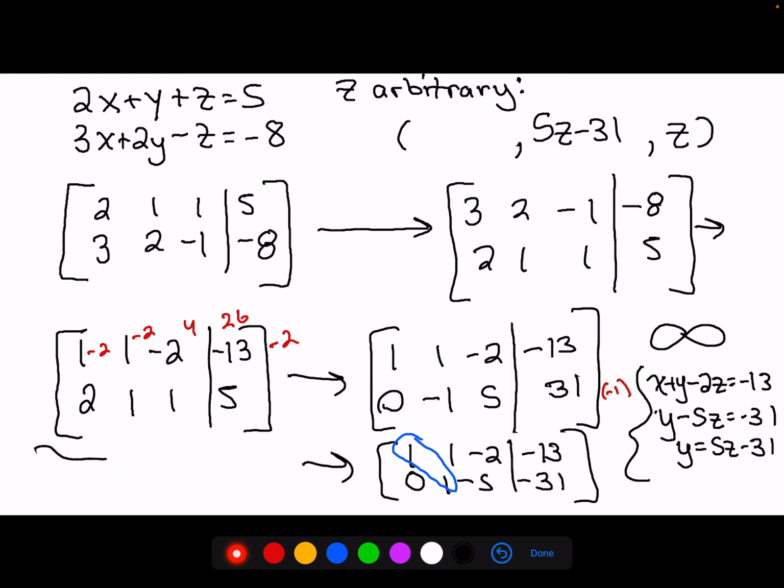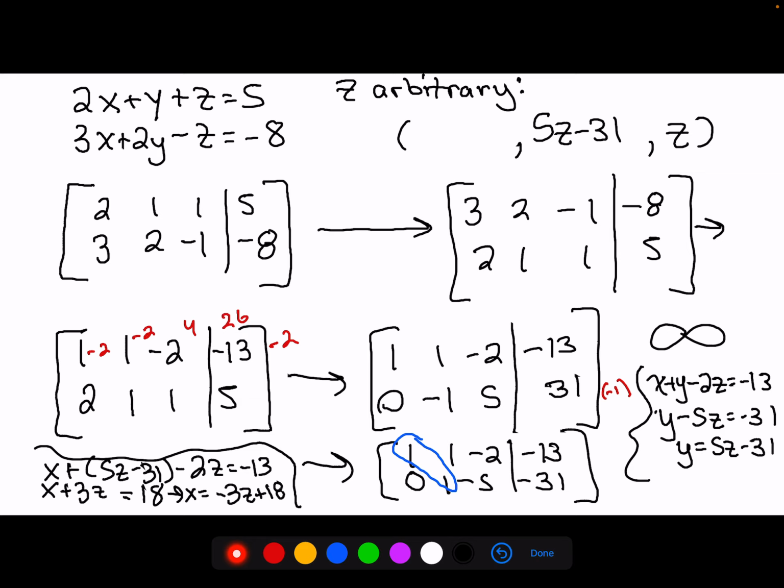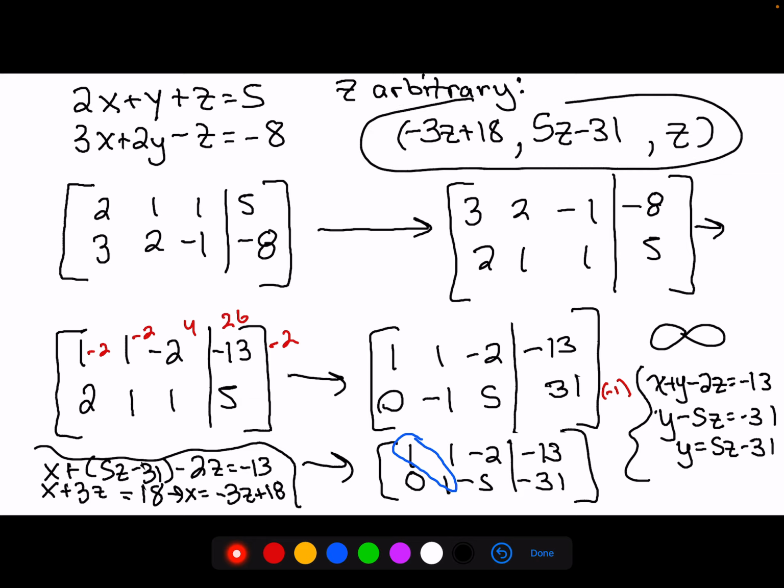I apologize, I'm going to have to come over here. I don't want to go to a new slide. So I'm going to take the x plus y minus 2z equals negative 13, and I'm going to replace y with that 5z minus 31. So I'm going to have x plus 3z equals, and I'm going to add the 31 over, so I get 18? So x equals negative 3z plus 18. And that's going to go in the x spot here. So that's the ordered triple solution to this system.